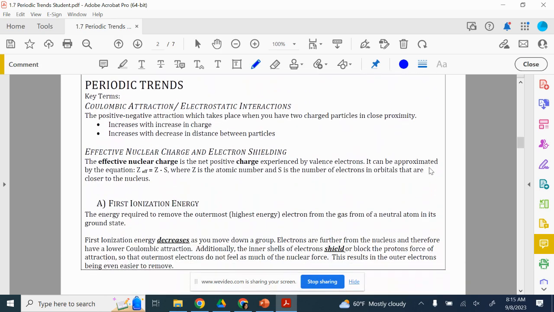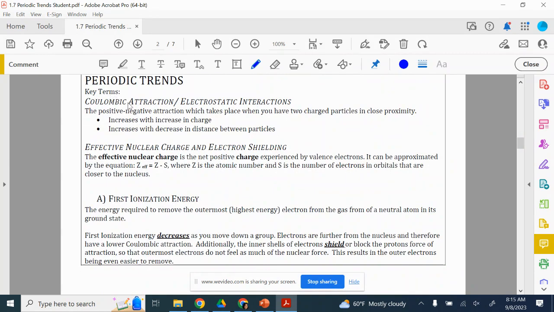All right, periodic trends. Again, it's going to come down to attraction and electrostatics. Increase in charge, you're going to have an increase in the force of attraction, and it's going to decrease the force of attraction as you move further away.